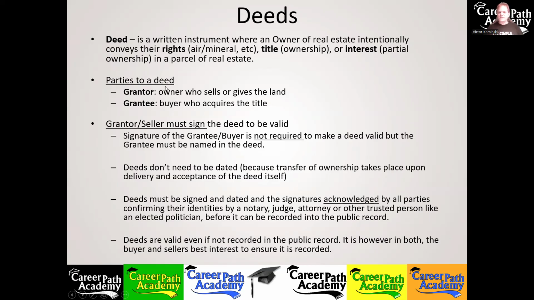The parties to a deed are the grantor, that's the one who's granting their ownership to someone else. They're selling or giving away the land. And the grantee is the buyer who acquires the title, the one who's getting it, who's receiving it. Remember words that end in OR and words that end in EE, the person that's giving and the one that's getting. So we grant ownership. So the grantor is the one who's selling or giving the land. The grantee is the one who's getting it.